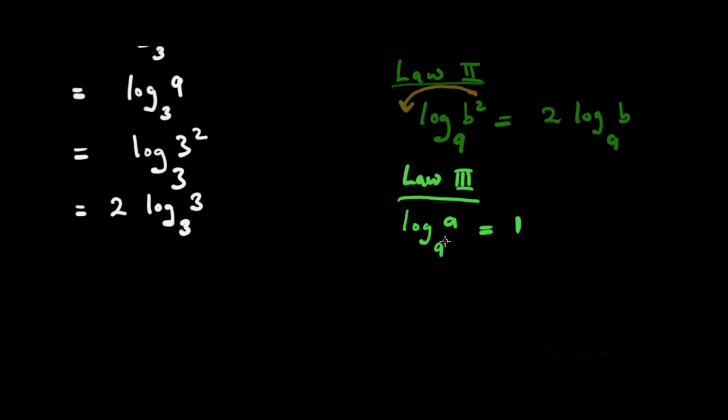It means that when the base and this number are the same, that log is going to be 1. So we can see here that we have log 3 base 3. This means that this is already 1. So we have a situation where 2 is multiplying 1. Our final answer is going to be equal to 2. So this concludes our question number 19.